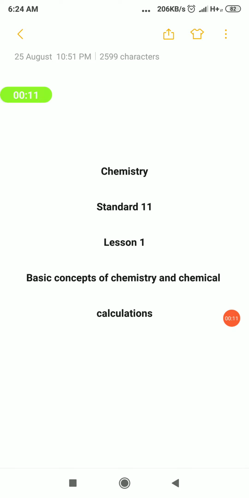In this lesson, 50% of the content you have already completed and studied in your lower classes. That's why the lesson itself is given the name basic concepts. When you recollect the things you have studied in your lower classes from 7th, 8th, 9th and up to 10th standard, 50% of the lesson will be covered. Okay? Shall we go into the lesson? The basic concepts and chemical calculations.